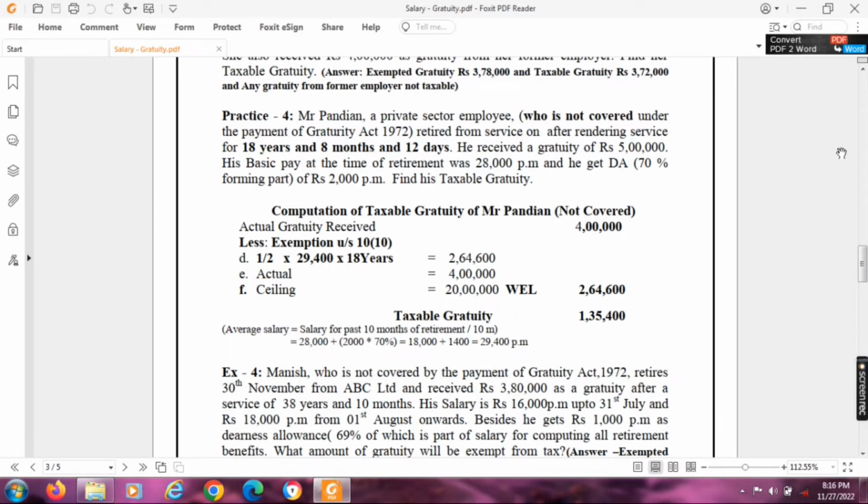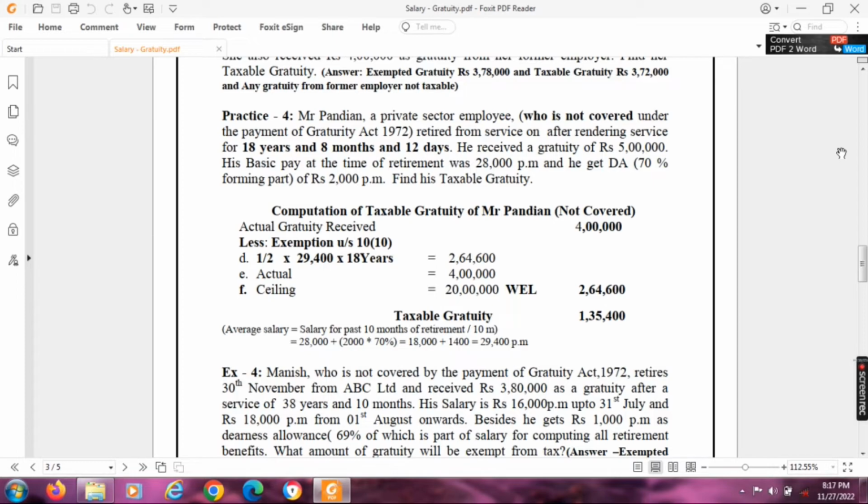15 by 30, that means half, into 29,400, the average salary. How to compute average salary? Average salary means salary for the past 10 months of retirement divided by 10 months. His basic pay 28,000 plus DA 2,000, out of which 70% only is forming part. So 2,000 into 70%, 1,400, will be treated as DNS pay. So 28,000 plus 1,400, totally 29,400, will be treated as his average salary.